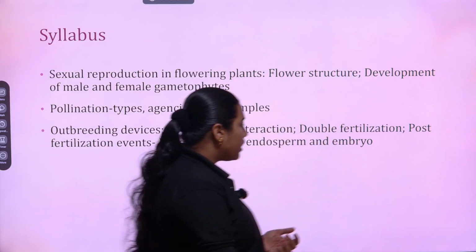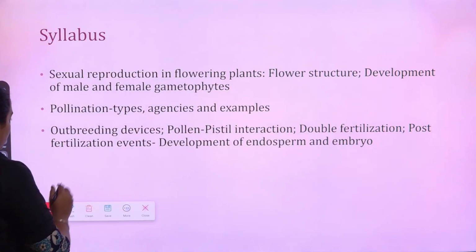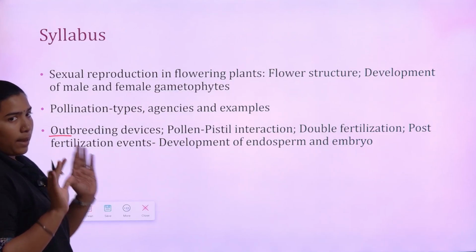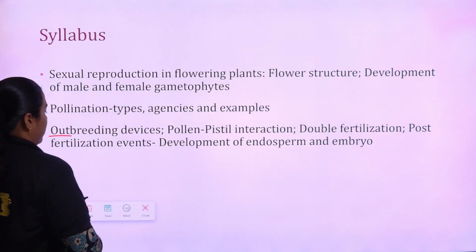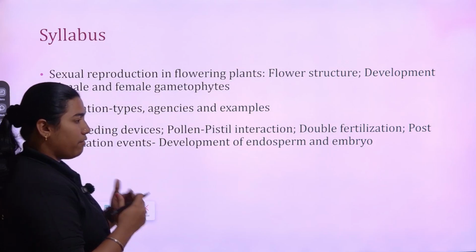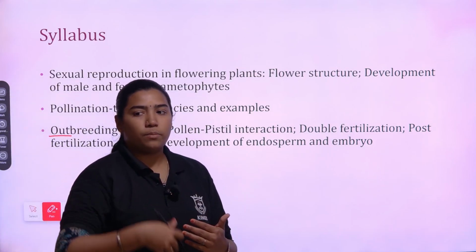Then outbreeding devices. What is outbreeding? In order to understand outbreeding, let's understand inbreeding. I'm just giving you an overview; as we move into the text, you will get more in-depth details. Outbreeding is something that prevents breeding with oneself, that is, breeding with the same plant. So it has to breed with other plants.